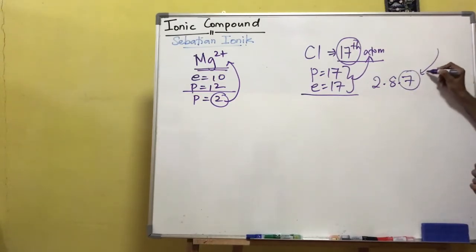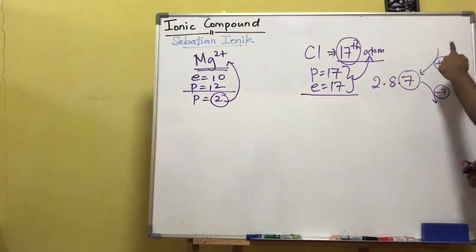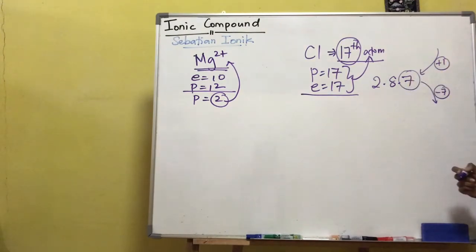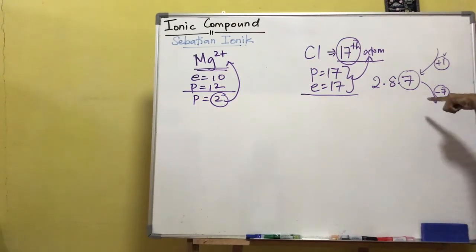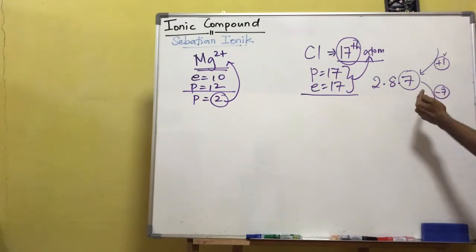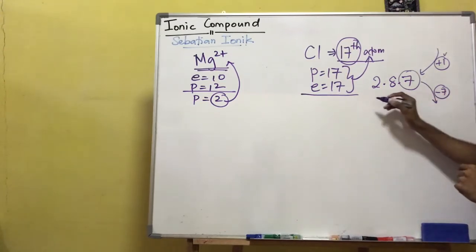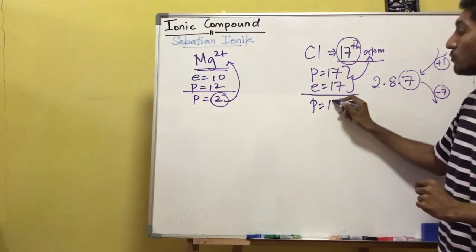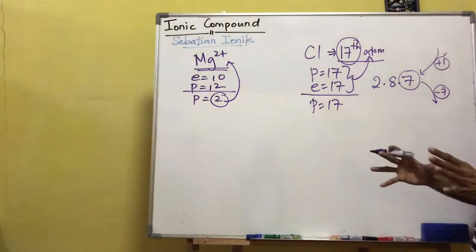So, would it be easier to add 1 electron or to throw away this 7 electron? Adakah mudah untuk tambah 1 elektron ataupun buang 7 elektron? Mesti, like I said, it would be easier to work with when there is a lesser amount of electron being involved. So therefore, it would be easier for us to just add another one rather than throwing 7 out. So, proton would still be 17, it wouldn't change.